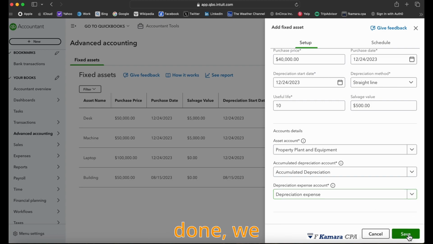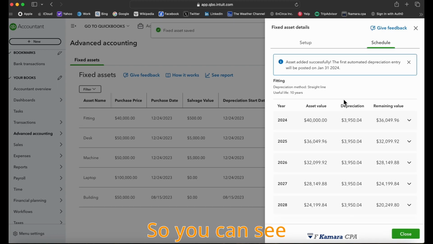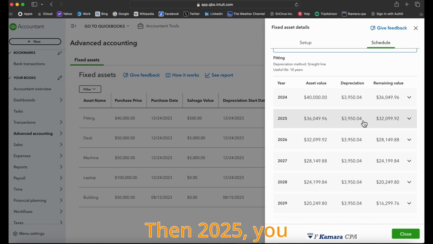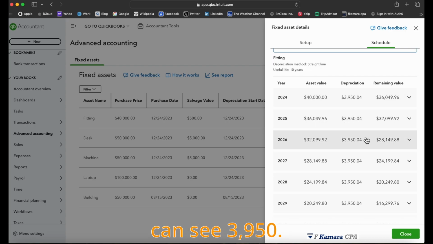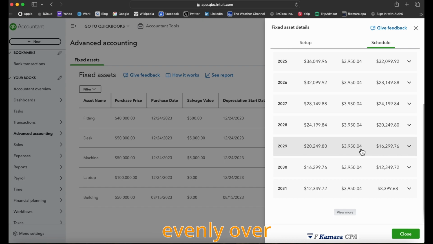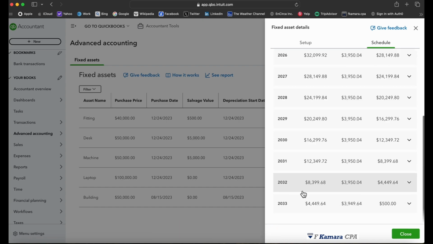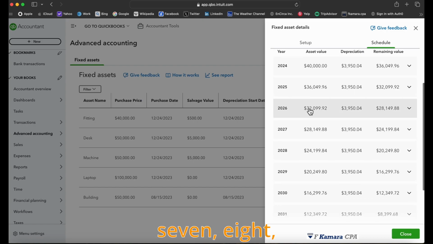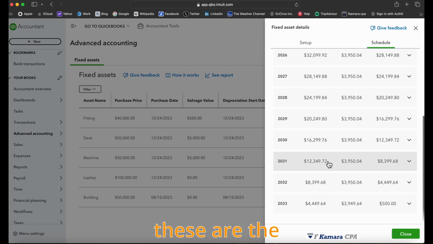Now once we're done, we click save. You can see this is the depreciation. Right now, in 2024, we are going to recognize 3,950 as depreciation expense. Then in 2025, you can see 3,950. So it's spread evenly over the useful life. You can view more: 1, 2, 3, 4, 5, 6, 7, 8, 9, 10. These are the number of years.